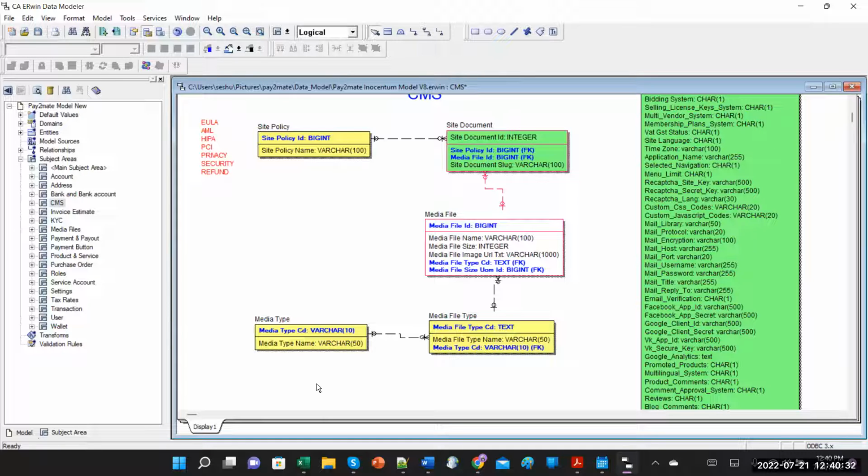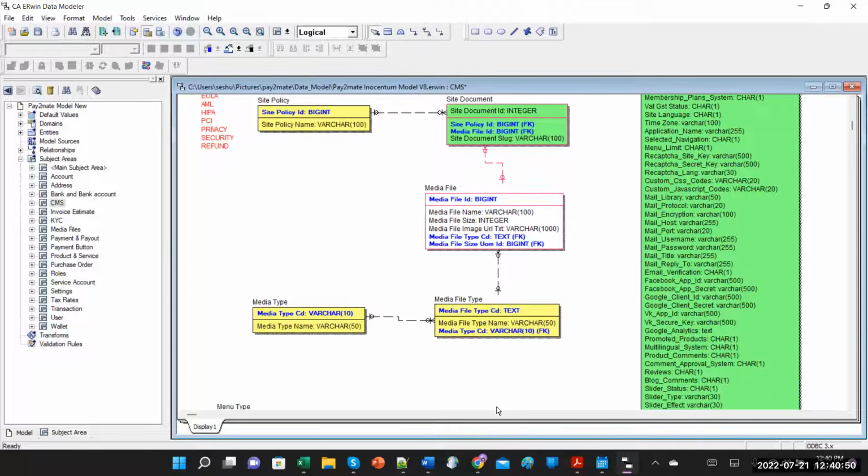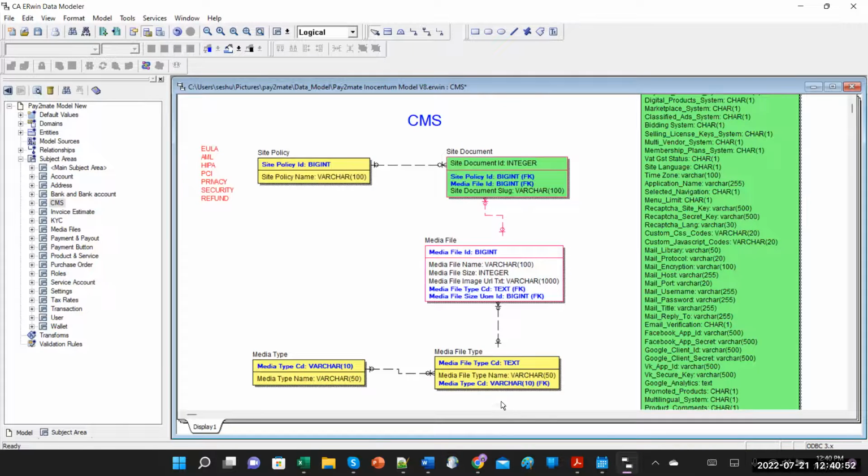Those are three types, or it could be some other things in future. Some other types of media can come. We don't know. So the media file type tells whether it's a JPEG or PNG or AVI, MP4, MP3, etc. Correct. So that covers that.